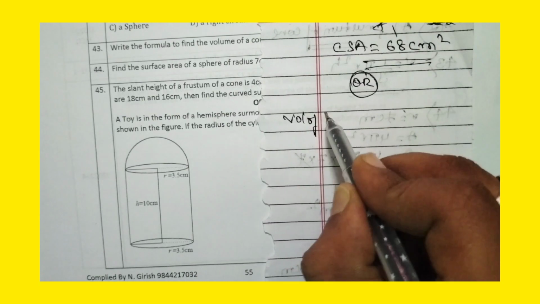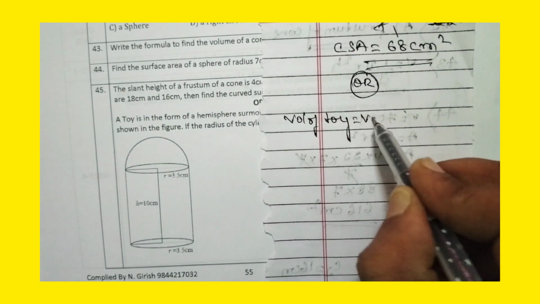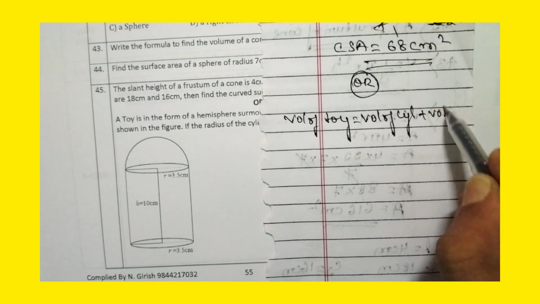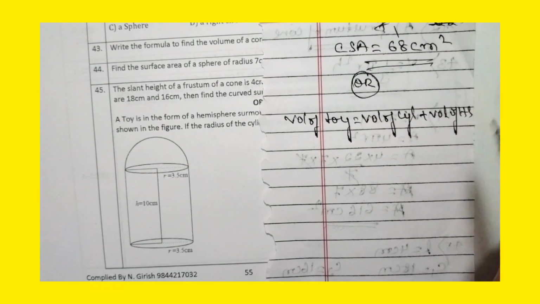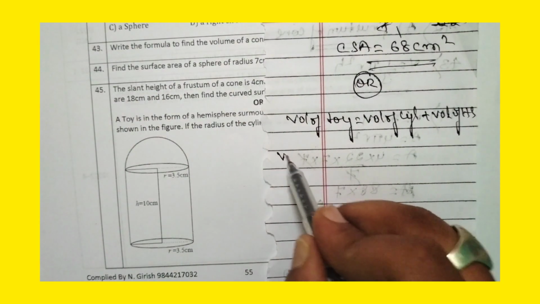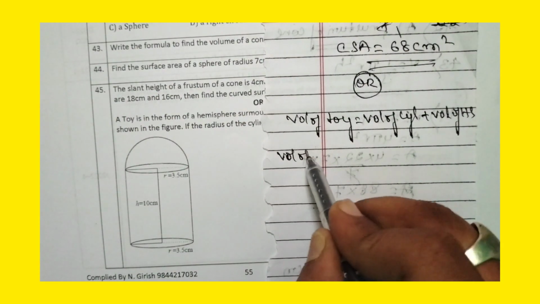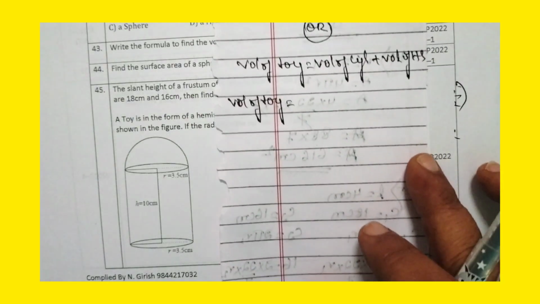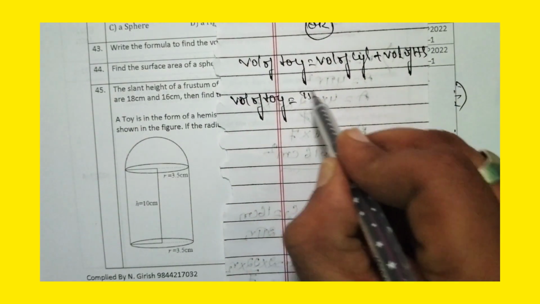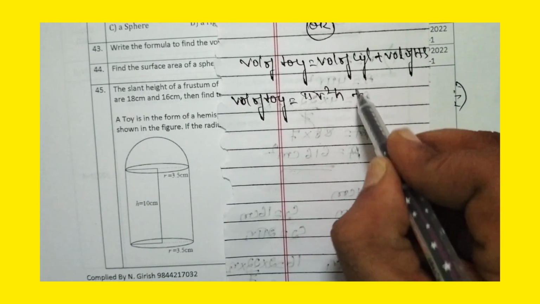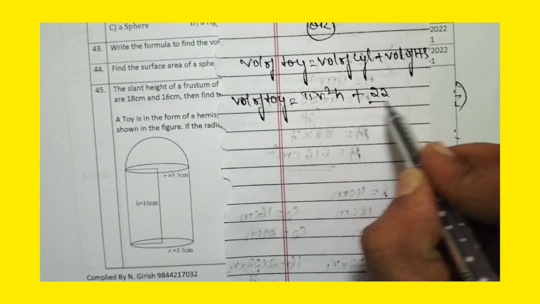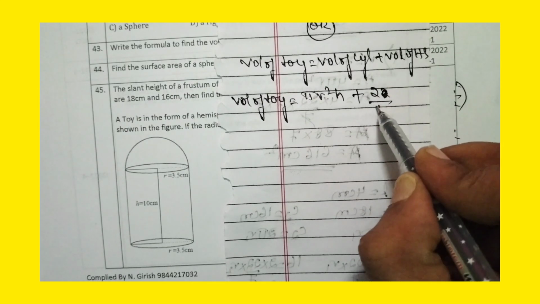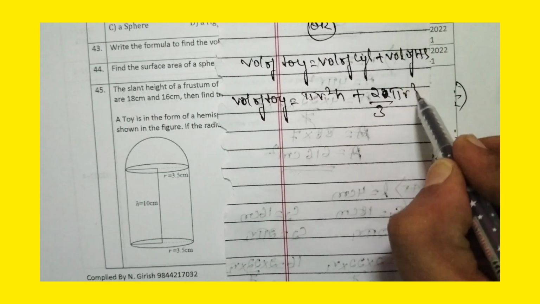Volume of toy is equal to volume of cylinder plus volume of hemisphere. So if we add the volumes of the two, we will get the volume of the toy. What is the formula for the volume of a cylinder? The volume of a cylinder has the formula pi r square h. What is the volume of a hemisphere? Volume of hemisphere is equal to 2/3 pi r cube.